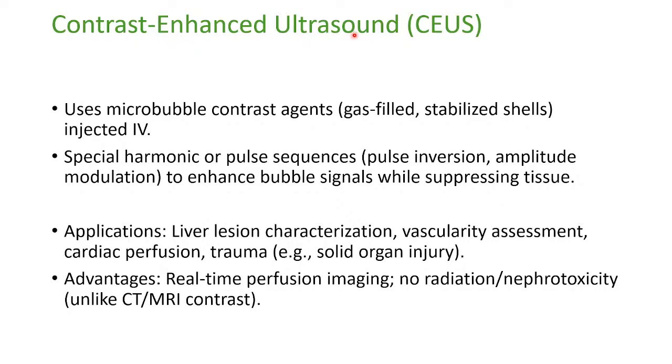So also with contrast enhanced ultrasound, which is called CEUS, uses microbubble contrast agents, gas filled stabilized shells injected via IV. So this is just like the contrast that you do when you're doing your CT and the MRIs. Special harmonic or pulse sequences, pulse inversion, amplitude modulation to enhance bubble signals while suppressing tissue. So applications: liver lesion characterization, vascularity assessment, cardiac perfusion, trauma, e.g. solid organ injury. Advantage is real-time perfusion imaging, no radiation, no nephrotoxicity, unlike CT, MRI, or contrast.